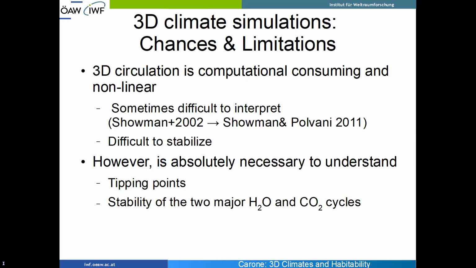And treated climate science is important here because, yes, it is computationally consuming and nonlinear, and sometimes also difficult to interpret. However, it is absolutely necessary when you want to understand the stability of these major water and carbonate cycles, and if you want to understand these tipping points of cycles, when you can tip over to more and less habitable climate states.